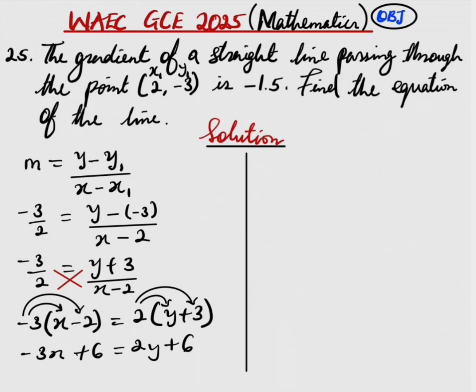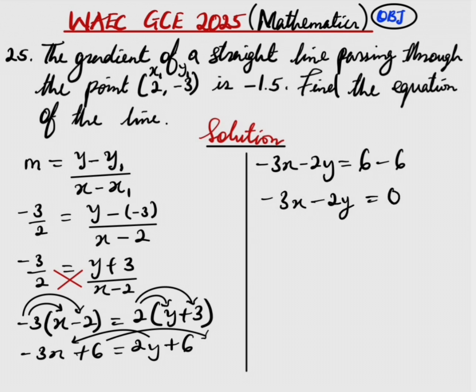So let us rearrange. Let's push the algebraic terms to the left hand side. So we have -3x, and 2y moves to the left hand side, we have -2y equal to 6, and +6 is transferred to the right hand side. It becomes -6. So we have -3x minus 2y equal to 0.